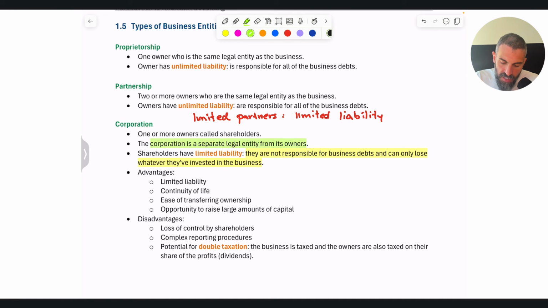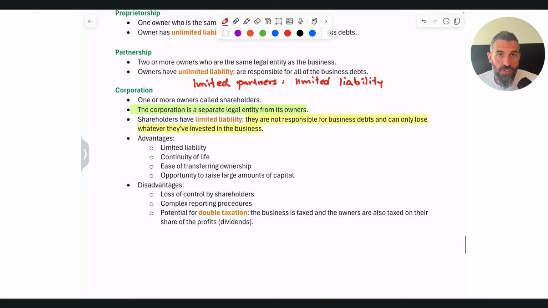The reason for that is because of the separate entity. The owners are considered separate legal entities from the corporation. So in the eyes of, say, the government, the business is its own person. The business can borrow money. The business can sue. The business can be sued. But the shareholders are separate entities from that. So if you're suing a corporation, you are not suing its owners.